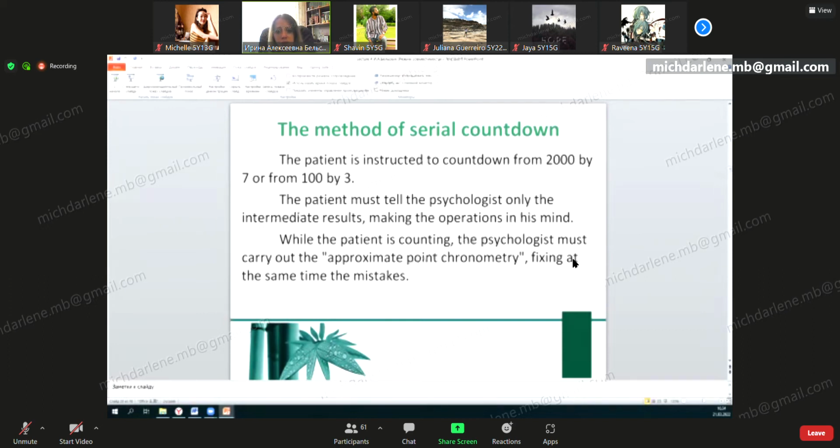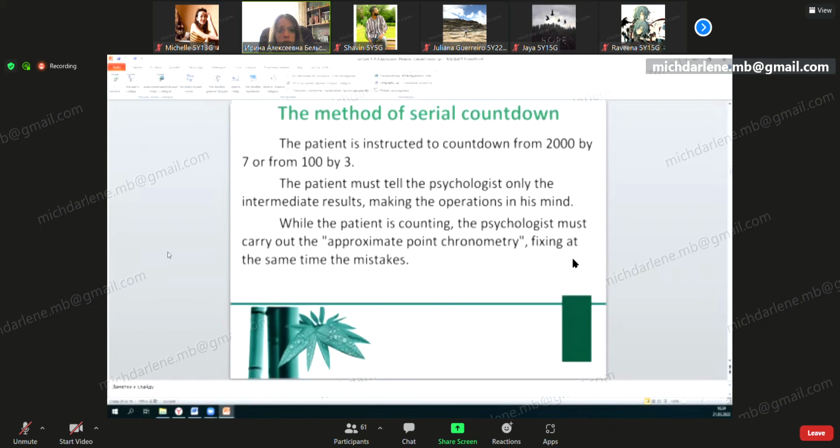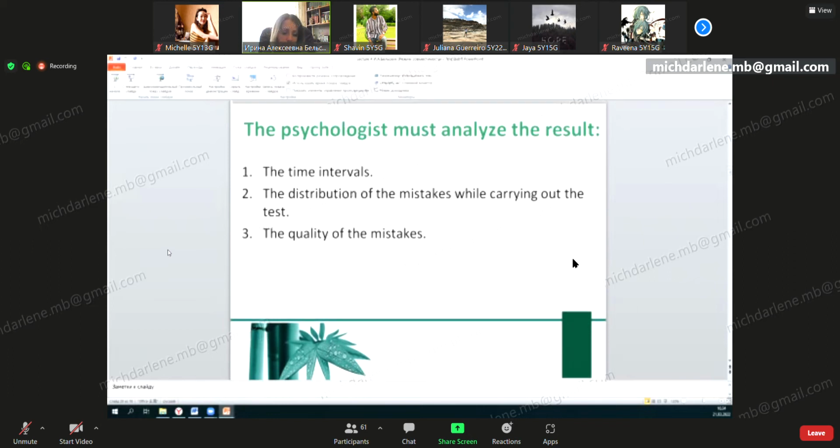In the serial countdown, psychologists must analyze results. I will just summarize for you: the time intervals, the distribution of the mistakes while carrying out the test, and the quality of these mistakes. So these characteristics are the same for all tests: the time, the mistakes, the number of mistakes, and the quality of the mistakes.